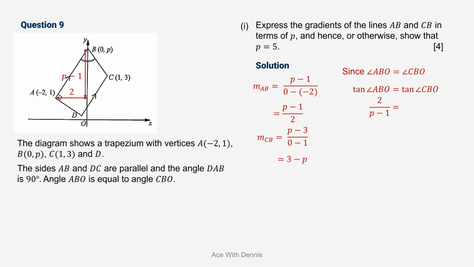We repeat the same process to find tangent angle CBO. First, we look at this length. So based on the coordinates of point B, 0, p, and point C, 1, 3, this length will be 1. And this length will be p minus 3. Therefore, tangent angle CBO will be 1 over p minus 3. Now, we solve this equation by cross multiply. 2 times p minus 3 equals to p minus 1. Expand the bracket, 2p minus 6 equals p minus 1. Hence, p equals to 5, shown.